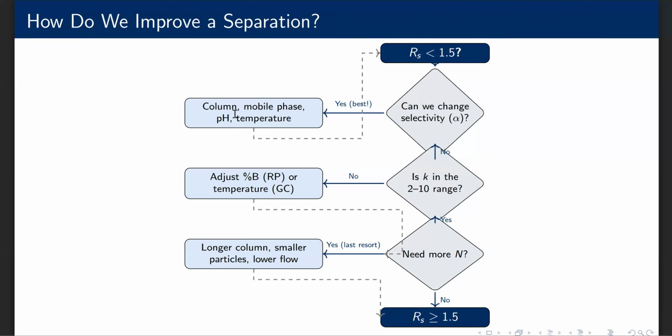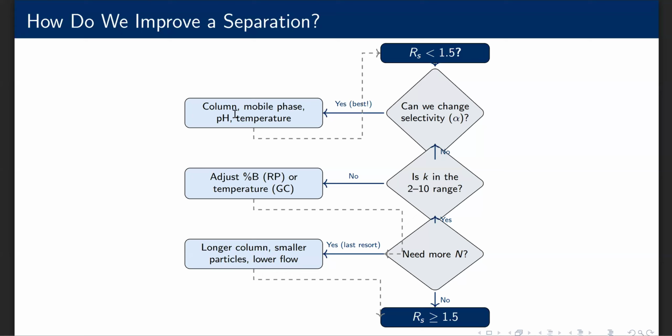If you cannot change selectivity, perhaps you're locked into a compendial method, then check whether K is in the 2 to 10 range. If K is too low, reduce the organic fraction to increase retention. If K is too high, increase organic to speed things up. Only as a last resort, at the bottom of the flowchart, should you try to increase plate count by using a longer column, smaller particles, or lower flow.